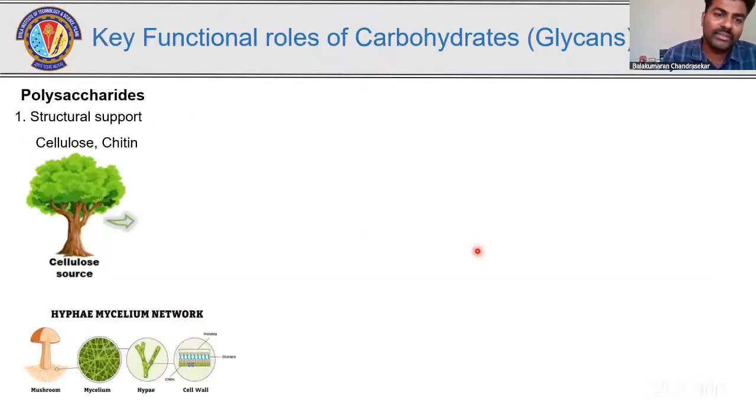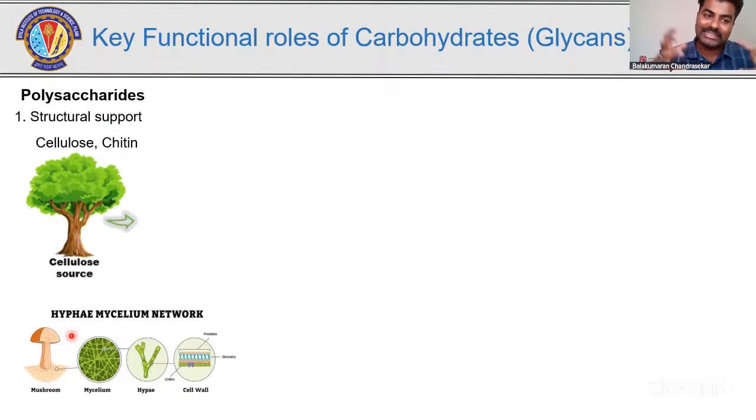Let us see now what the different key functional roles of carbohydrates or glycans are, which are known so far. Carbohydrates in the polysaccharide form, or in long chains of polysaccharide, can provide structural support to a biological system. For example, as I've already told you, plants have an important biopolymer called cellulose, whereas the fungal systems have an important biomolecule called chitin. They are all polymers. They are not monosaccharides.